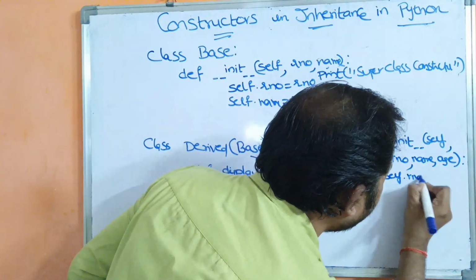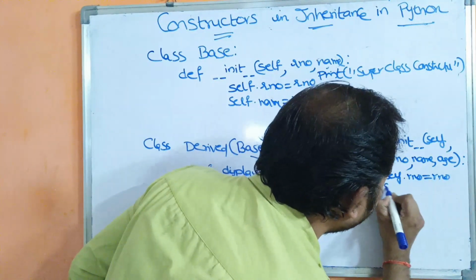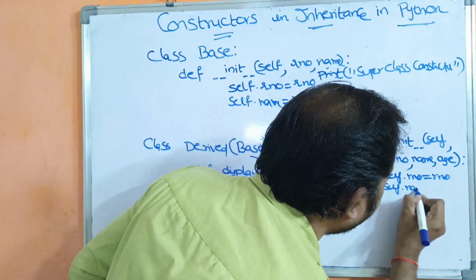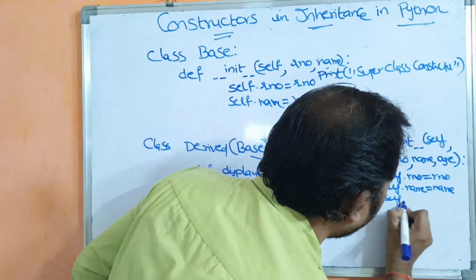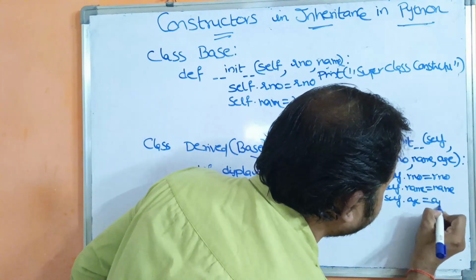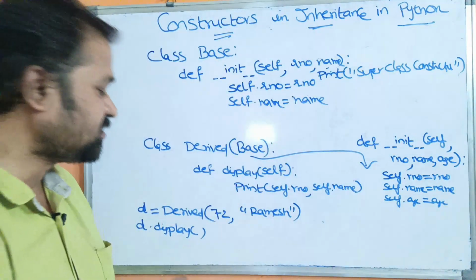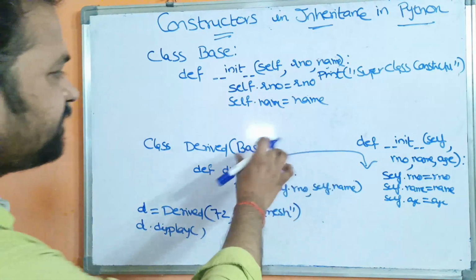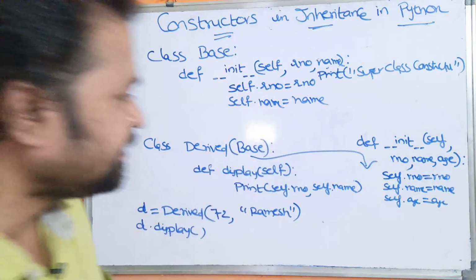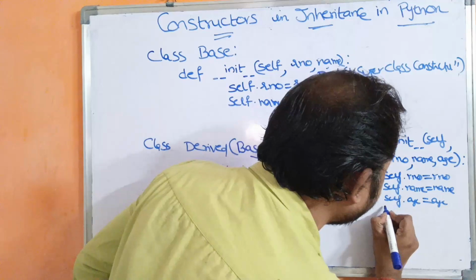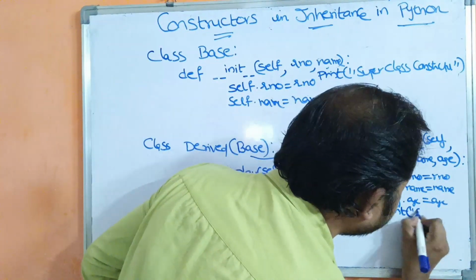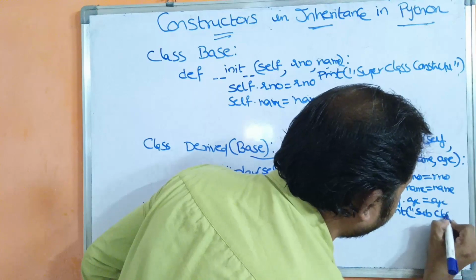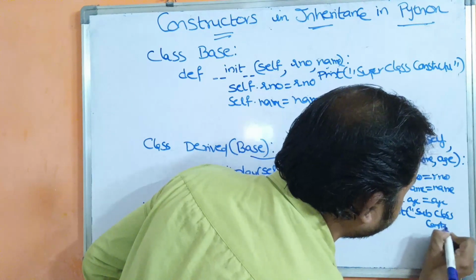Now let us perform the initialization. So self dot roll number is equal to roll number, next self dot name is equal to name, next self dot age is equal to age. So here we have defined a constructor. Let us display some message here: print of "subclass constructor".